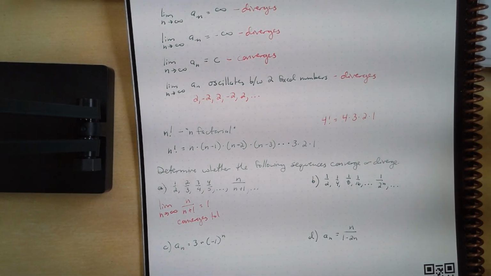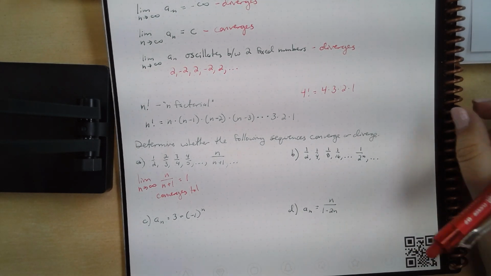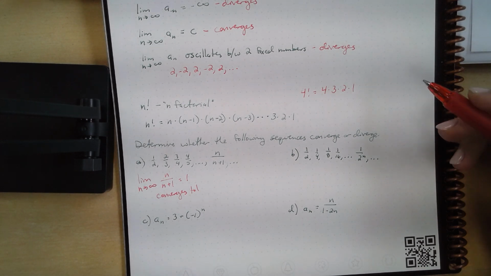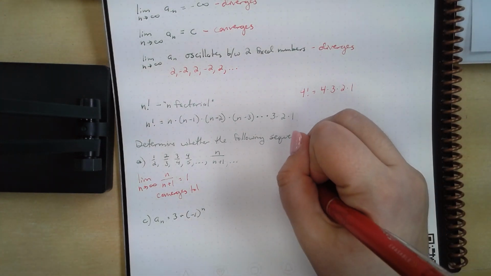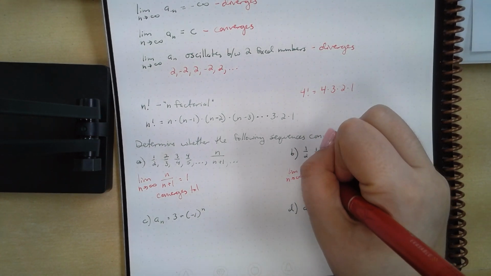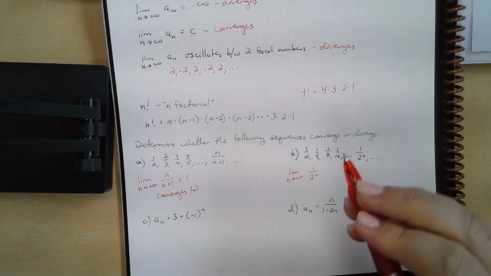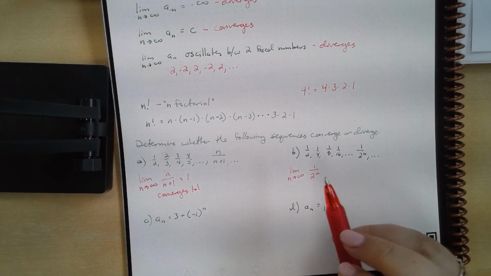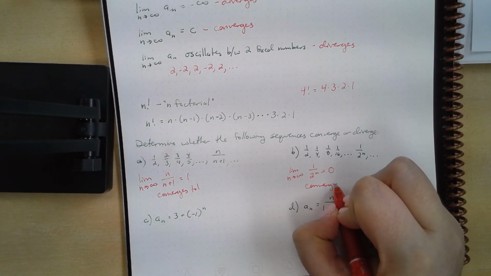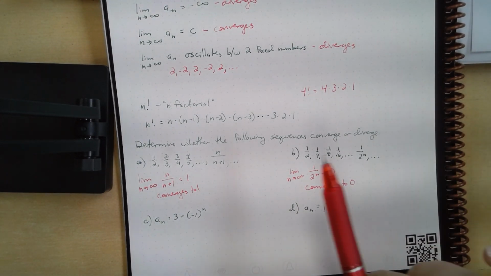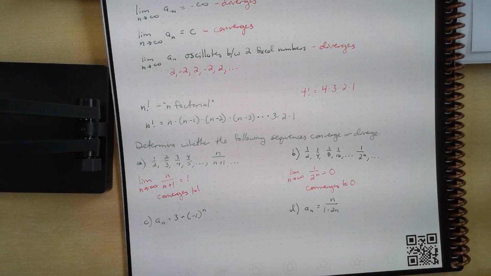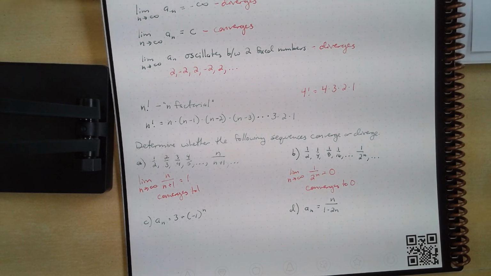Okay? For letter B, we've got 1/2, 1/4, 1/8, 1/16, which goes to 1 over 2 to the n. So we can again find our limit as n approaches infinity of 1 over 2 to the n. Well, that is going to grow very fast down here in our denominator, so this is just going to go to 0, so this converges to 0. Now, I want you to note, this sequence does not equal 0 as a value. It just converges to that. That's why limits are so important here, okay?